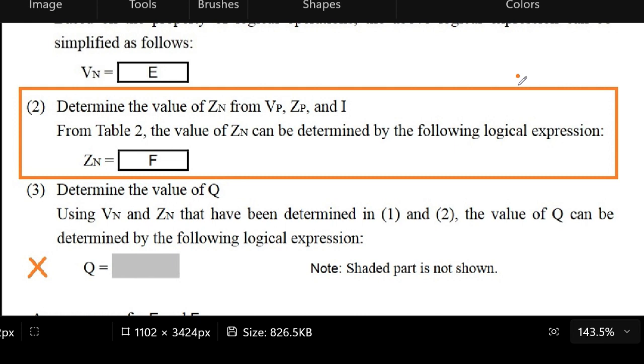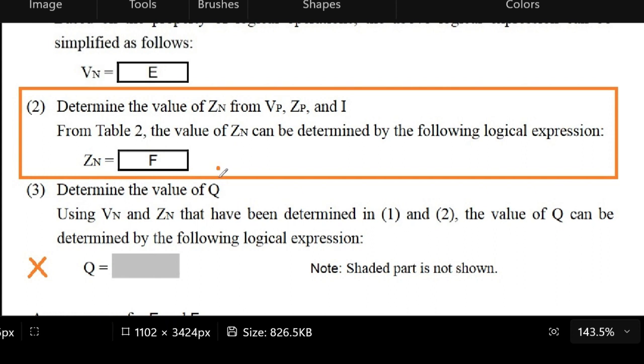Question number 2 of the PhilNITS FE afternoon portion of the exam. For this sub-question, we are to determine the value of Zn from Vp, Zp, and I. It says here that from table 2, the value of Zn can be determined by the following logical expression. Zn is equal to blank.